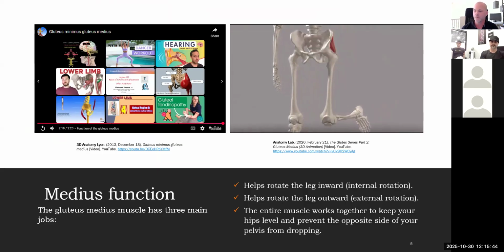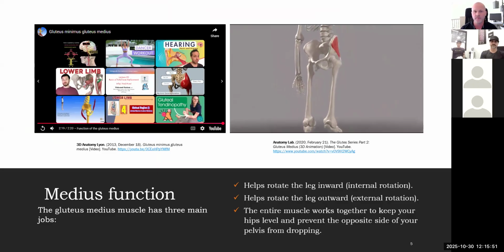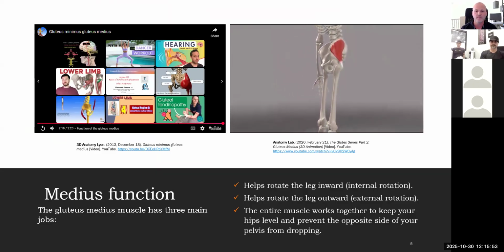You probably see this a lot with squatting, right? With the valgus, where the knees bend in. That's usually an indicator of weak glutes, right? In one way or another, whether it's glute maximus, minimus, or medius.